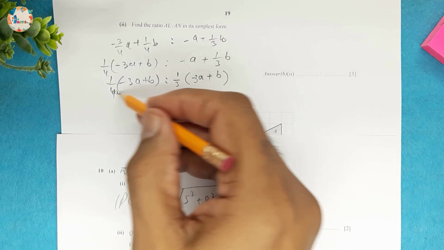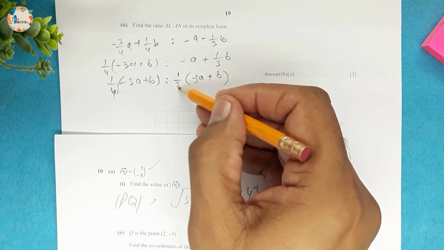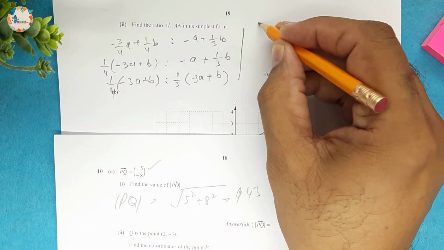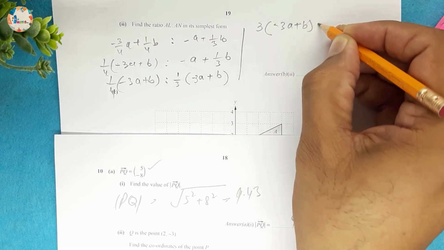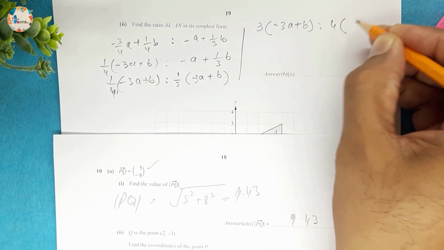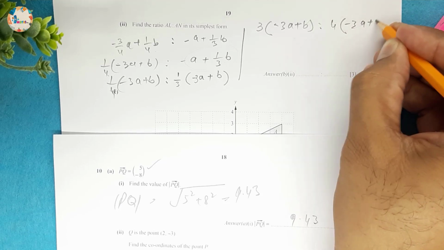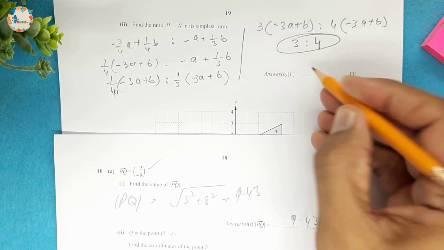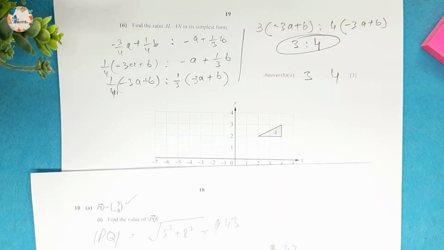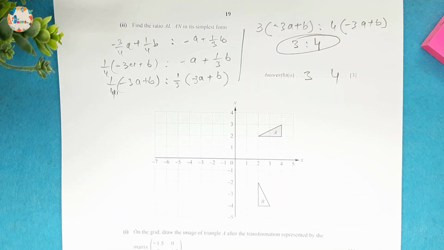Now we can shift this 4 to this side and 3 to this side. So it will be 3 into minus 3a plus b, ratio 4 into minus 3a plus b. So we can write 3 ratio 4. This will be the ratio which we can find over here. Then this is C part.